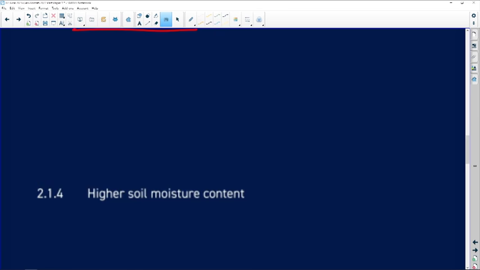Okay, 2.1.4, higher soil moisture content. Now, if you think of soil moisture, the soil, right, is going to be full of moisture. And that answer is definitely going to be B because there's lots of surface runoff. The water is right on top of the surface.